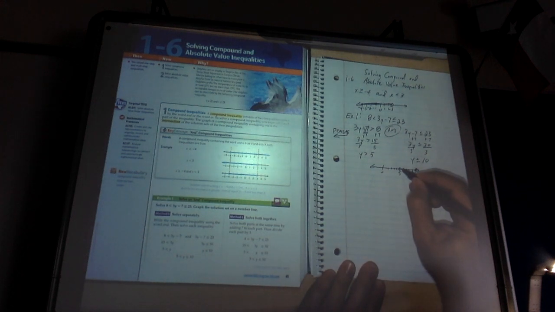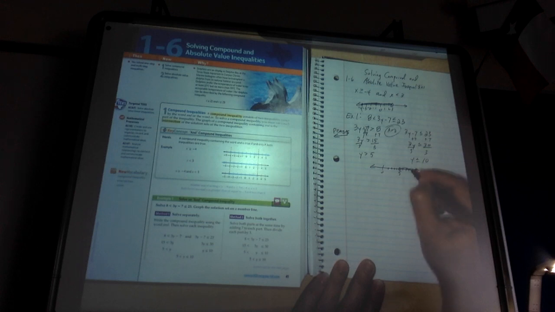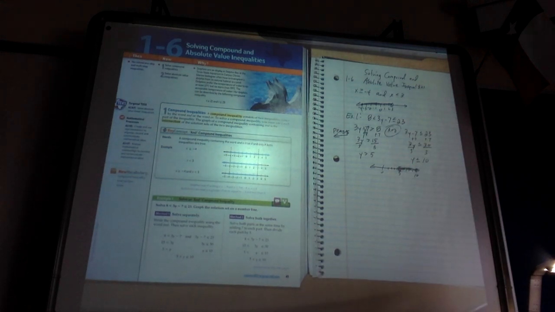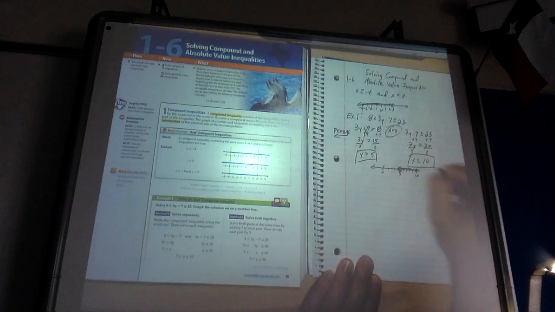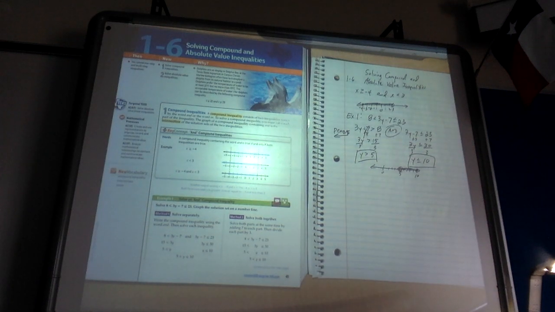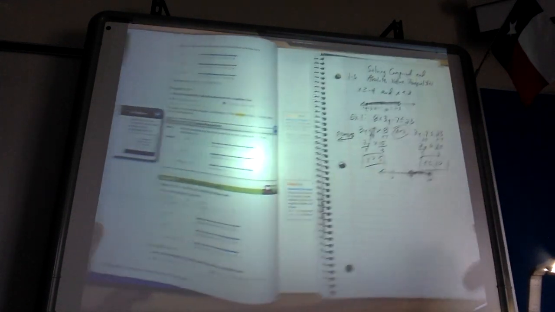It says y is greater than 5, so that part of the graph is going this way. Y is less than or equal to 10, so that part of the graph is going left, and there's our connection. Open dot at 5, closed dot at 10. There's your solutions, there's your graph. That's how we do compound inequalities that we call AND inequalities. Flip the page. Let's go look at OR inequalities.